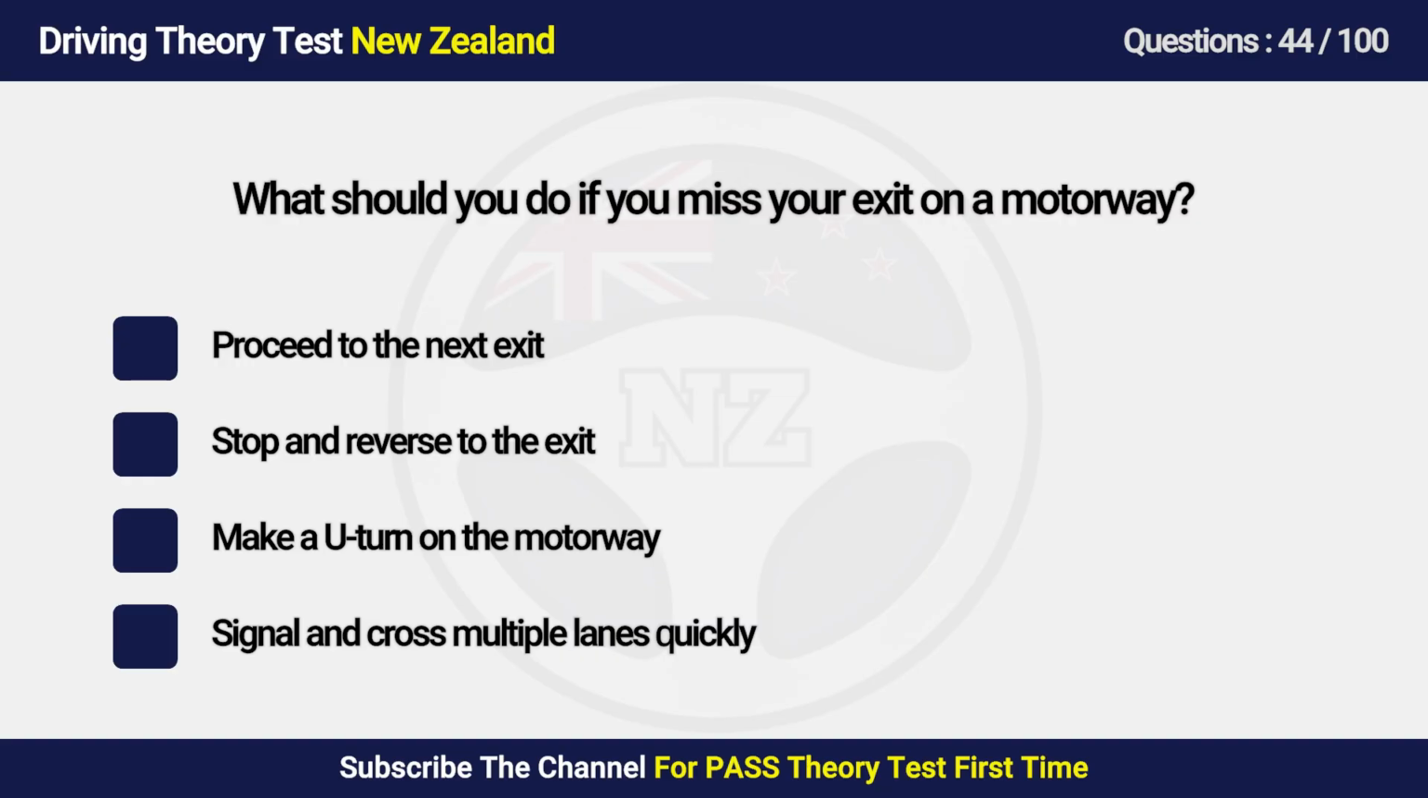A. Proceed to the next exit. B. Stop and reverse to the exit. C. Make a U-turn on the motorway. D. Signal and cross multiple lanes quickly.